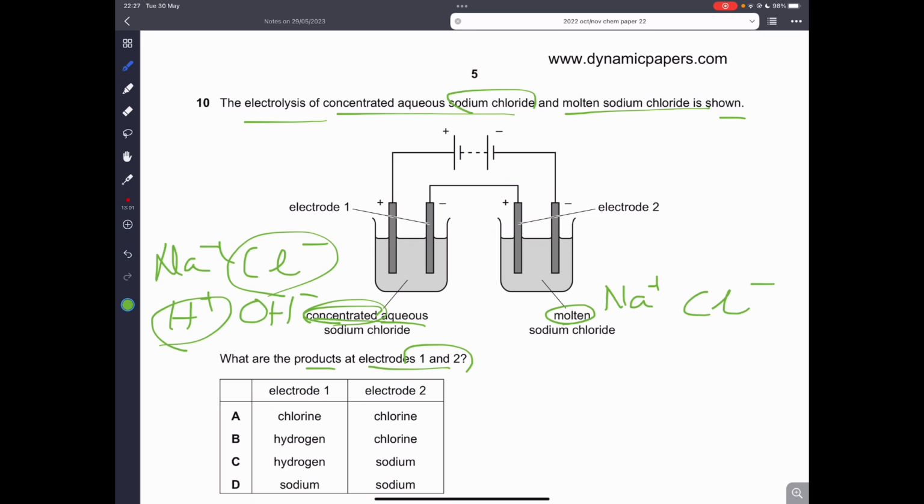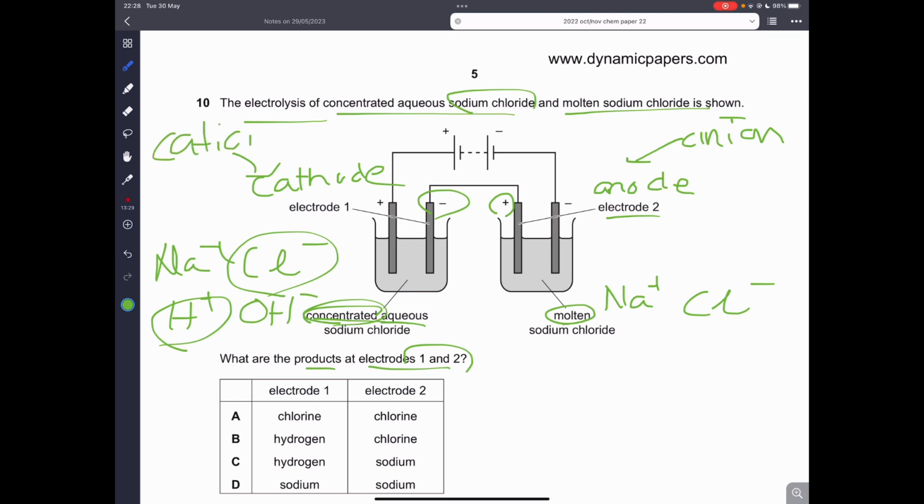Now let's look at what the question really asks for. It's going to ask what are the products of the electrode 1 and 2. So this electrode 1 is a negative one, so this is a cathode. And this is a positive electrode, which is the anode. So remember that anion goes to anode, and a cation goes to cathode.